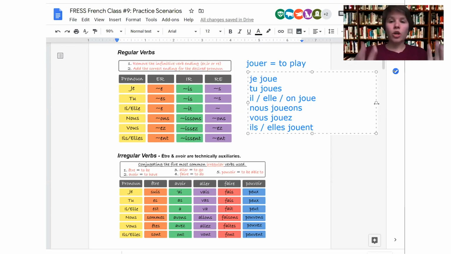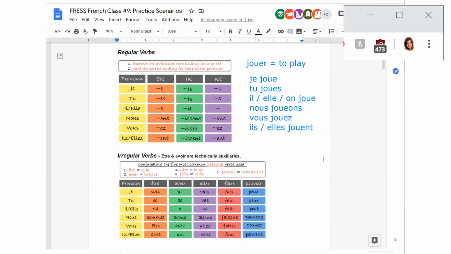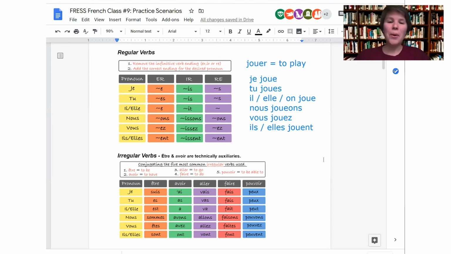So generally, all regular verbs that fall into the first group end this way. Okay, could you pronounce them all, Taylor, please? Sure. Just so we understand the differences. So I'll have a go. Je joue, tu joues, il, elle, on joue, nous jouons, vous jouez, ils, elles jouent. So it's basically joue, joue, joue, jouons, jouez, joue. Okay, I'll do it again. Joue, joue, joue, jouons, jouez, joue.